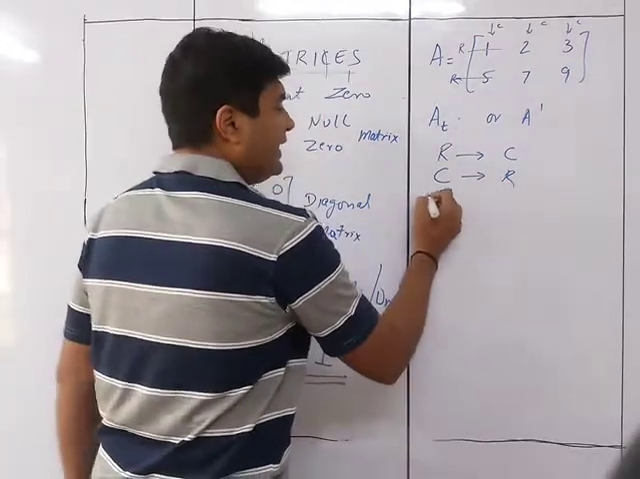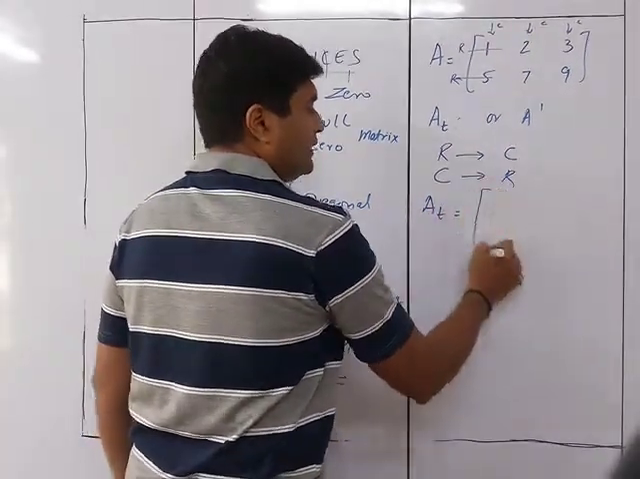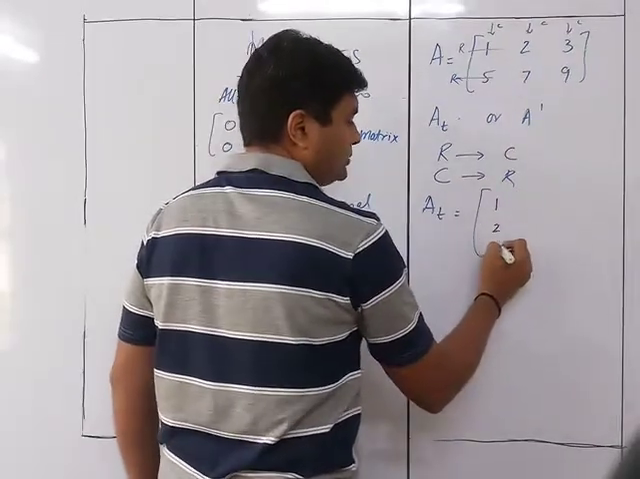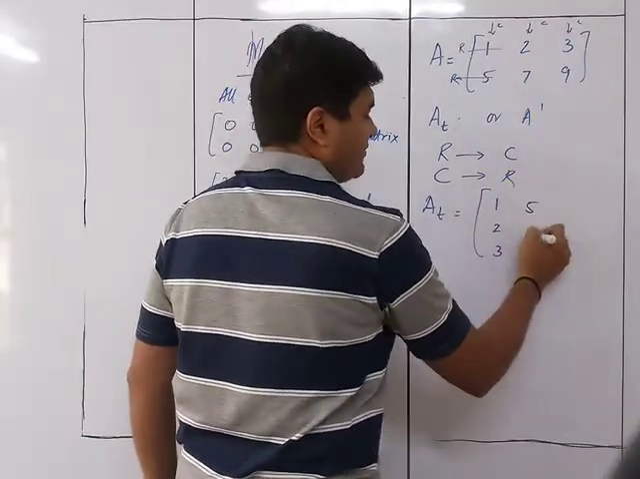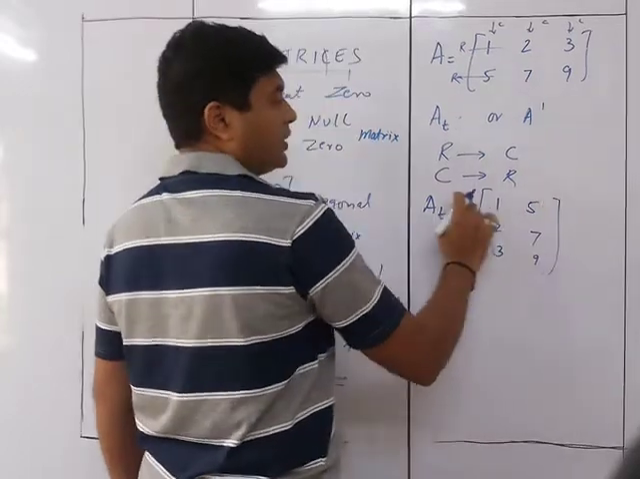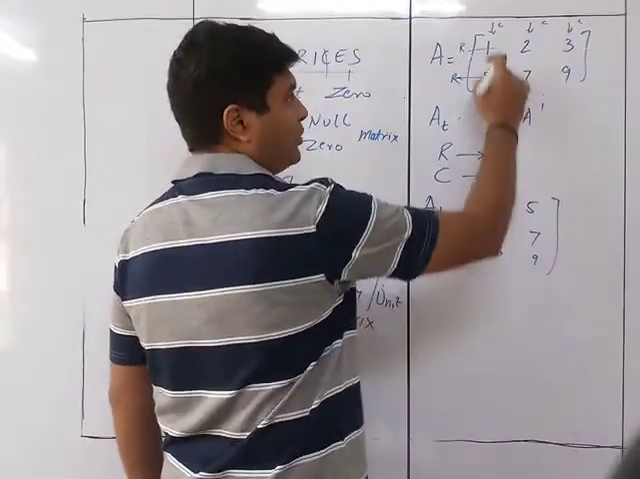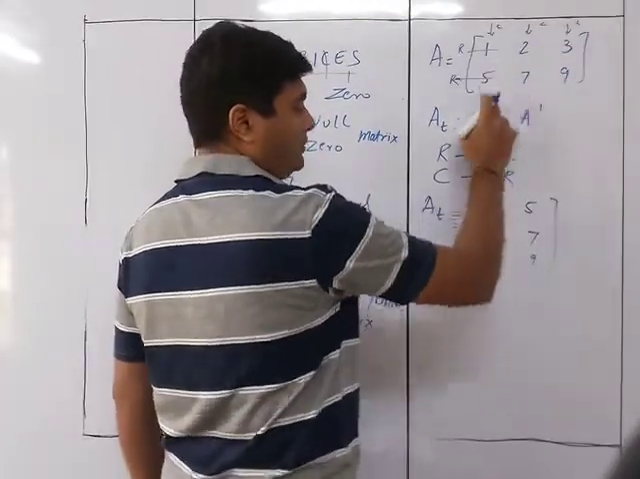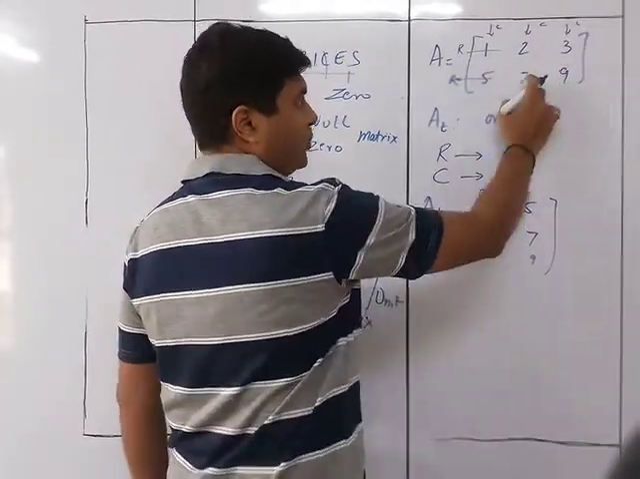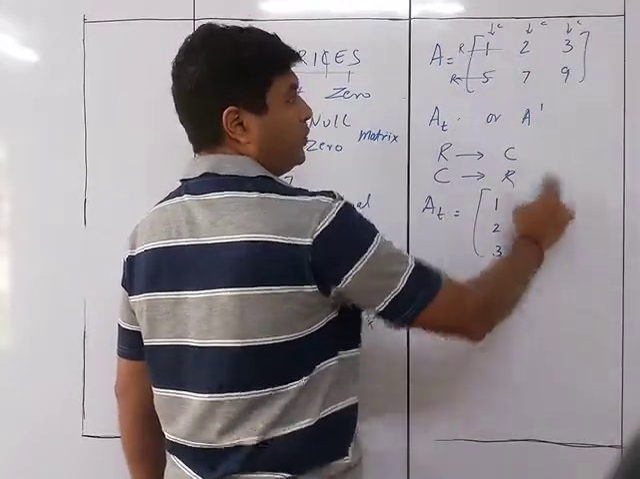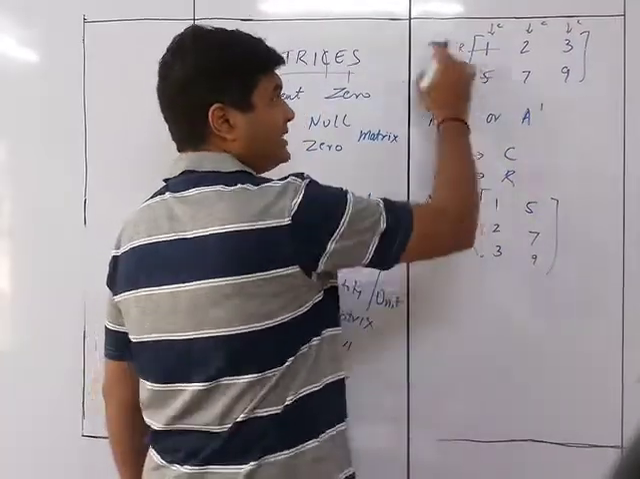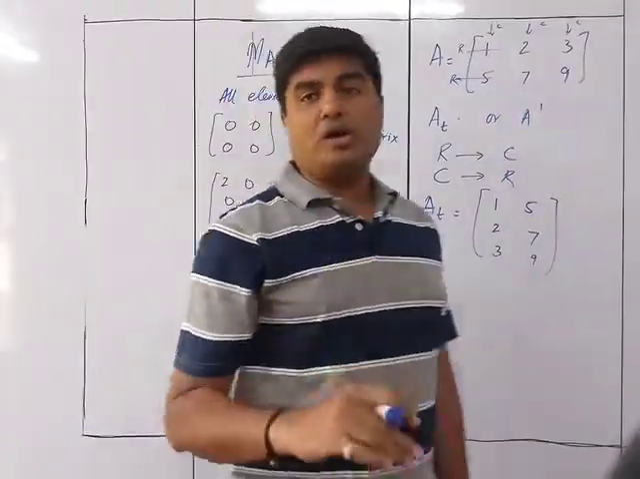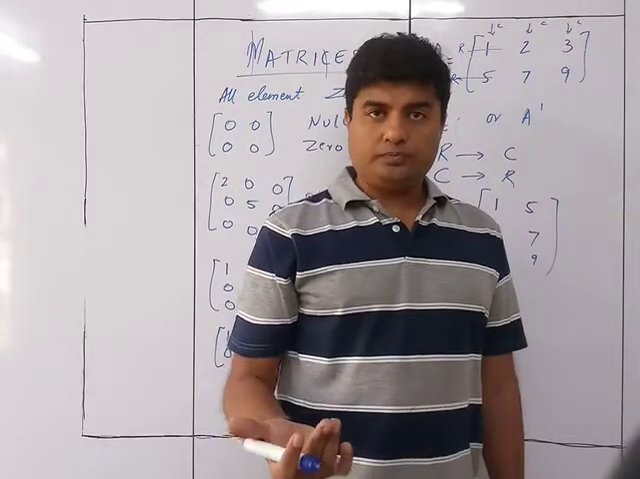So what happens? AT will be equal to, now let's see, these rows which are like this will now become columns. So 1 2 3, this is 5 7 9. You can see over here the rows are equal to the original columns. 1 5 is the row now, which was originally a column. 2 7 is the row which was originally a column. 3 9 is the row which was originally a column. So transpose means the rows becoming columns and the columns becoming rows.